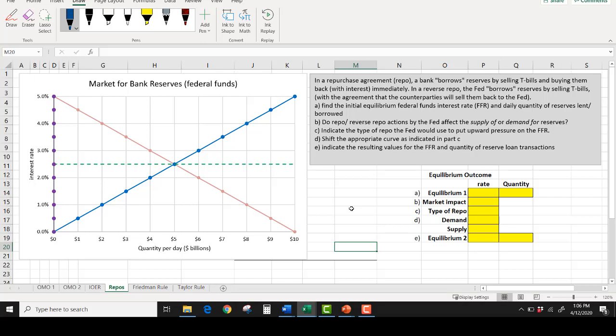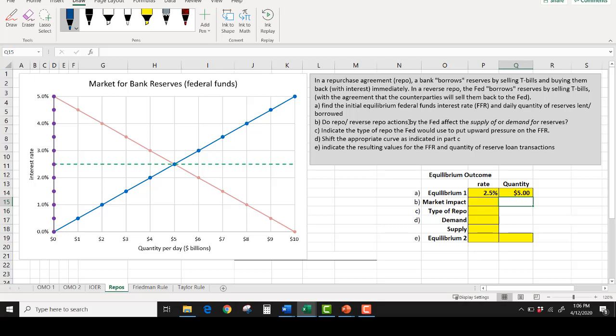Okay, so now we want to think about how the Fed can use repos or reverse repos to influence interest rates in the interbank reserves lending markets. A, find the initial equilibrium federal funds interest rate and daily quantity of reserves lent and borrowed. And we're back to just our normal upward sloping supply, downward sloping demand. So we'll just find the equilibrium here, which again occurs at 2.5% interest rate, 5 billion in reserves. Remember, that might be different in the homework, so make sure you reference the diagram and find the actual equilibrium.